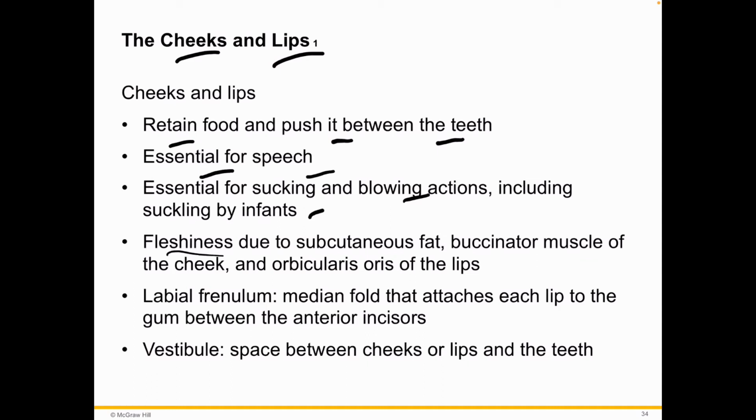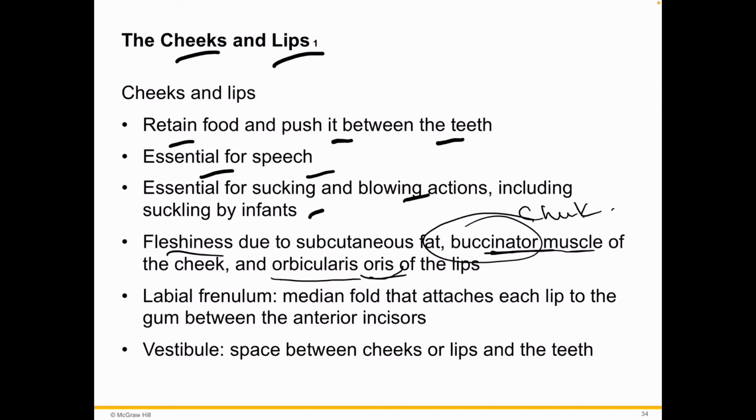Let's see here, fleshiness due to the subcutaneous fat in the buccinator muscle. So, like buccin, anytime you hear this, is cheek, right? Buccal, right? Buccinator muscle of the cheek. And then the orbicularis oris of the lips.